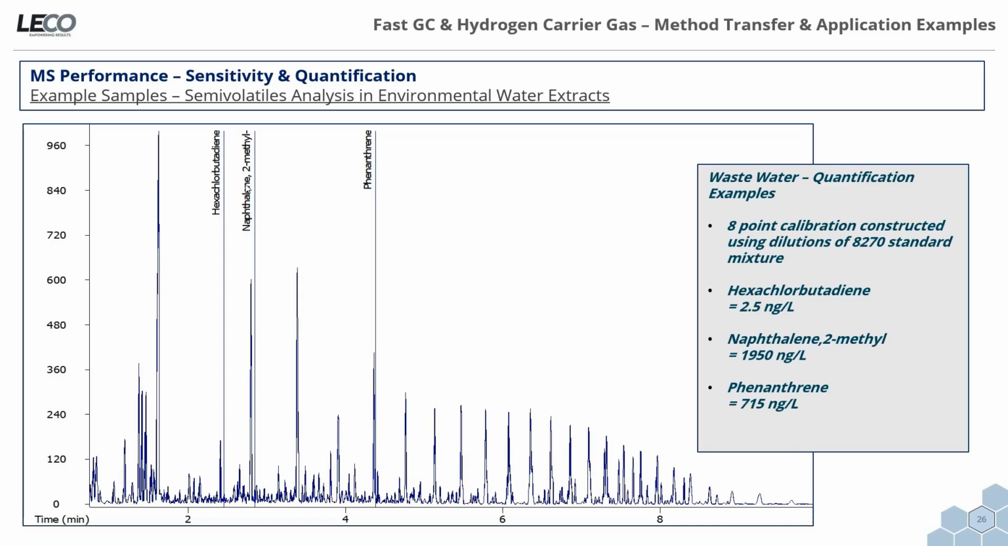Some examples of quantification over a wide dynamic range using 8-point calibration curves using dilutions of the 8270 standard mixture. Hexachlorobutadiene, 2.5 nanograms per litre. 2-methyl-naphthalene, around 2000 nanograms per litre. And then in the middle of the range, phenanthrene at 715 nanograms per litre.